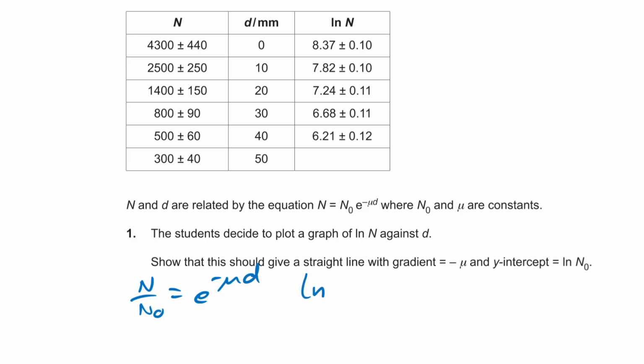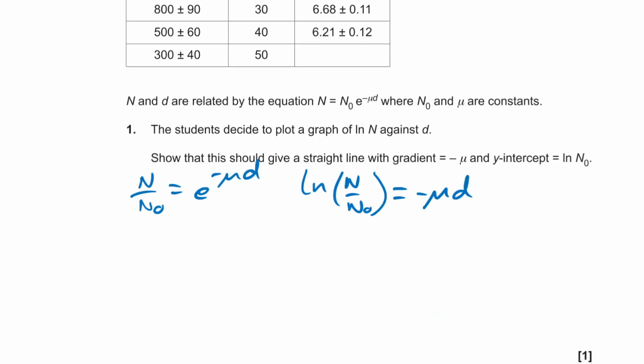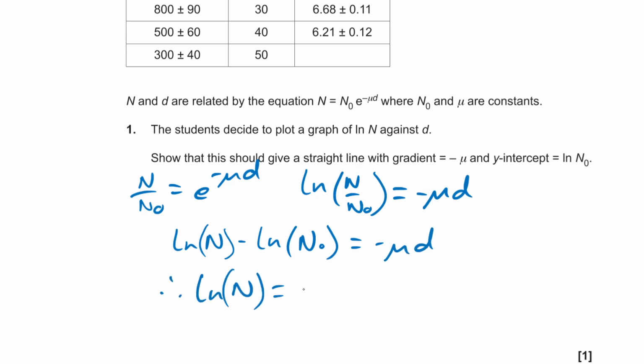Next we take logs of both sides. That just gives us minus mu d. If you know your log identities, you should know that the log of two things divided by each other is the same as the logs of those individual things taken away from each other. That gives us minus log d. Therefore, log of n is equal to minus mu d plus log of n0.